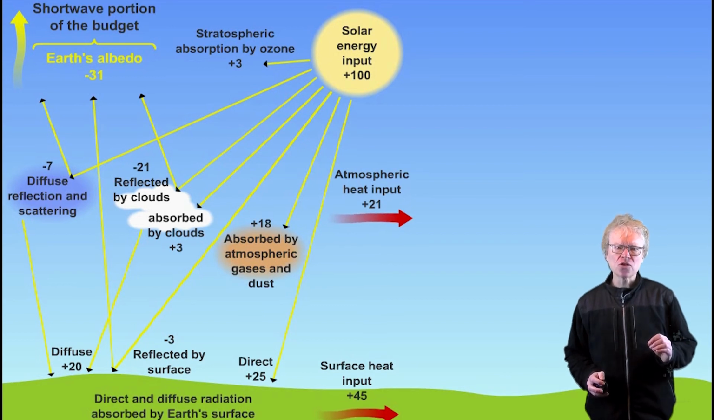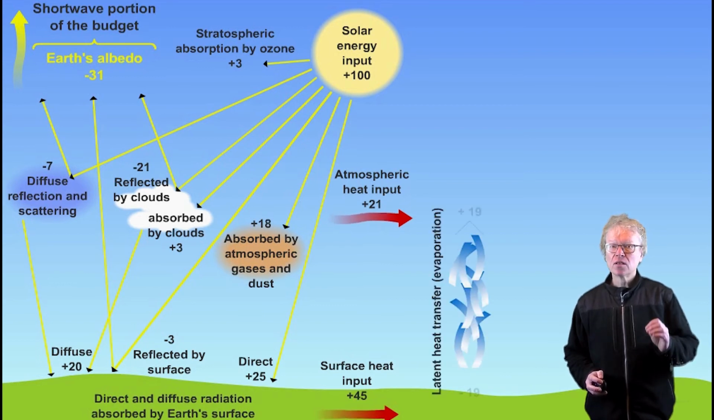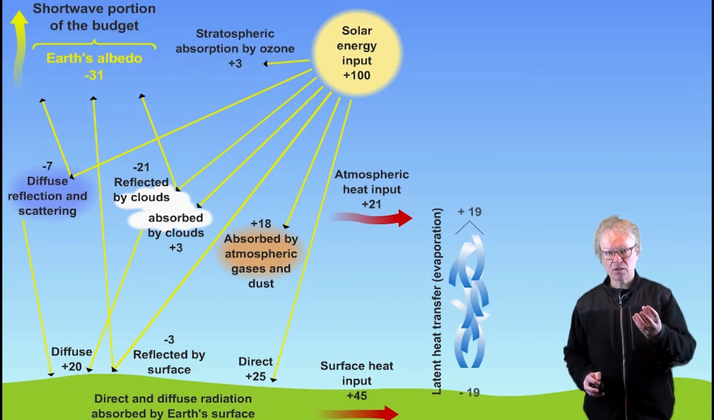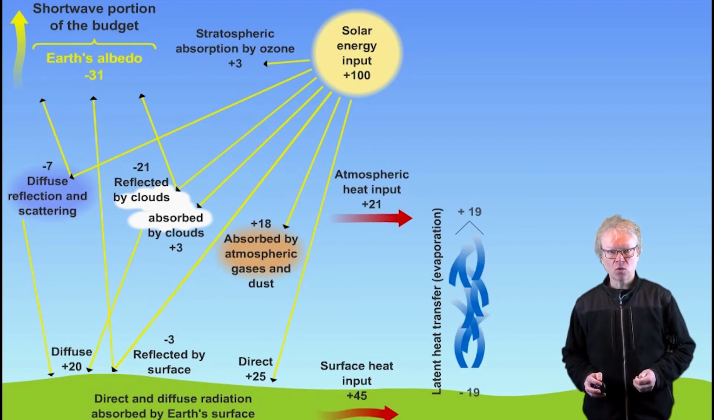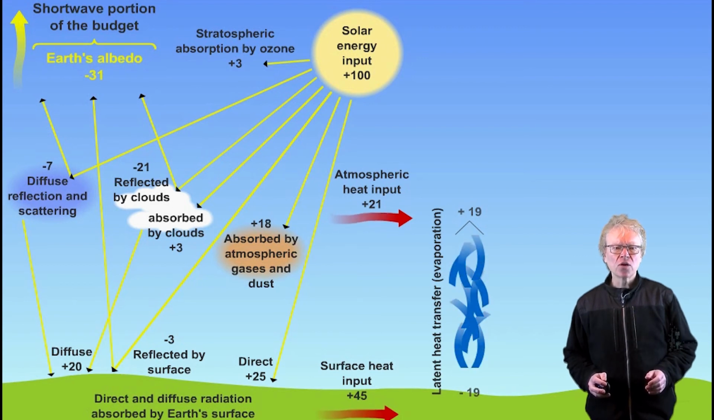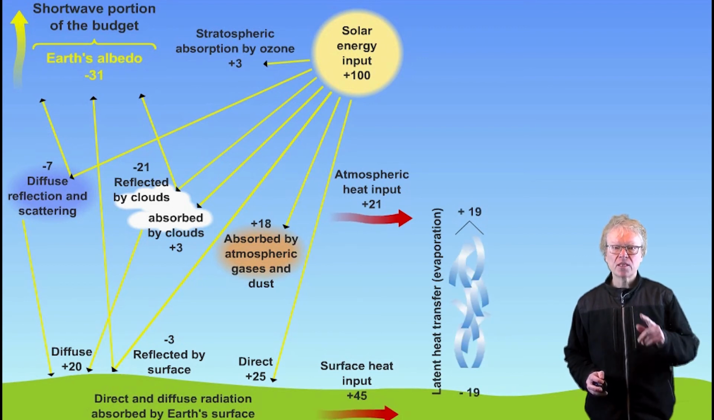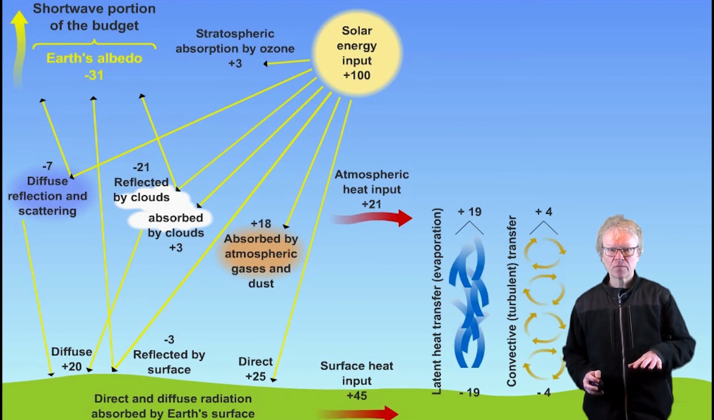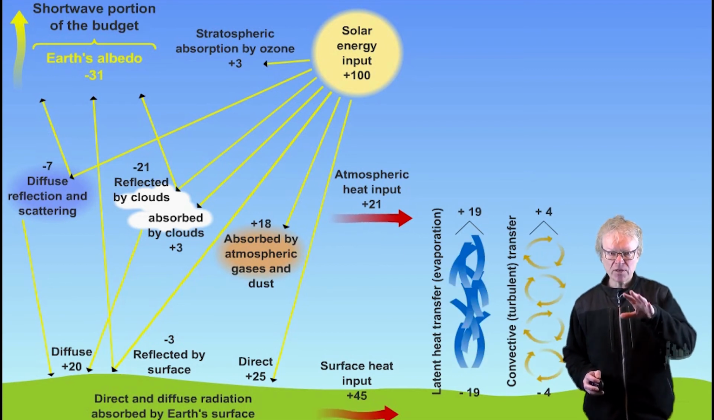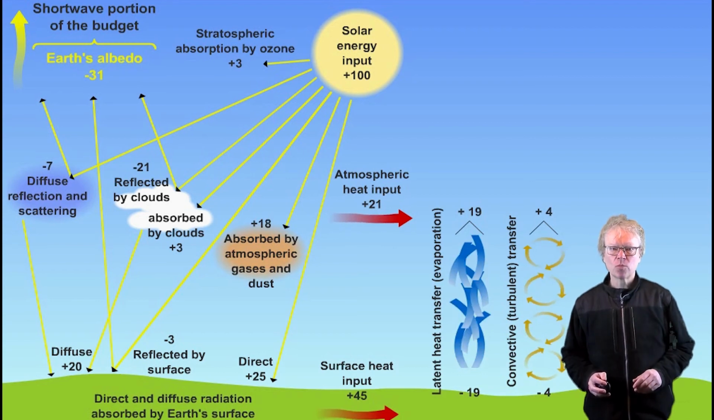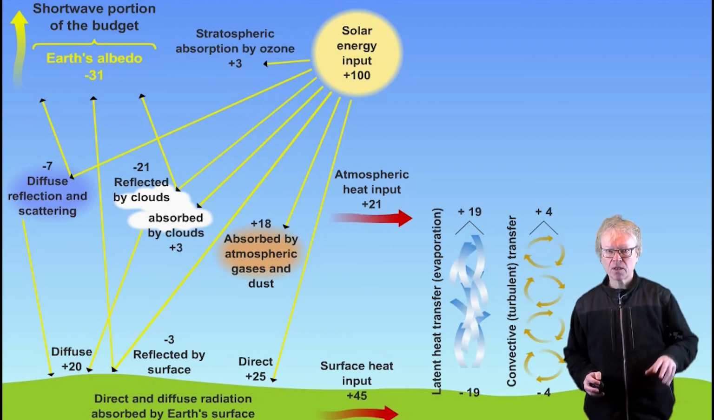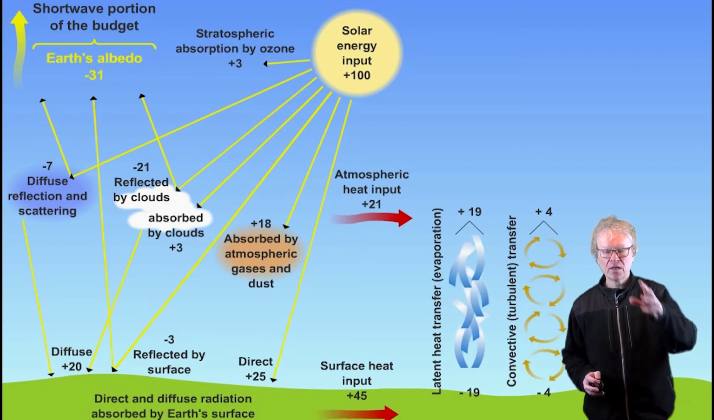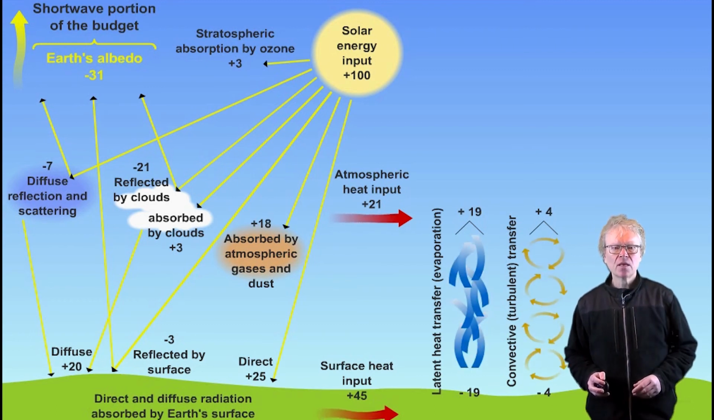So the Earth loses 19 units by evaporation. That's the energy that is used to evaporate water. We also lose 4% by convection, which is just the transfer of heat from the Earth into the atmosphere. Okay, so that's 4% just by convection. Okay, so as the air moves across it, it picks up some of the energy, the heat from the Earth, and moves into the atmosphere.